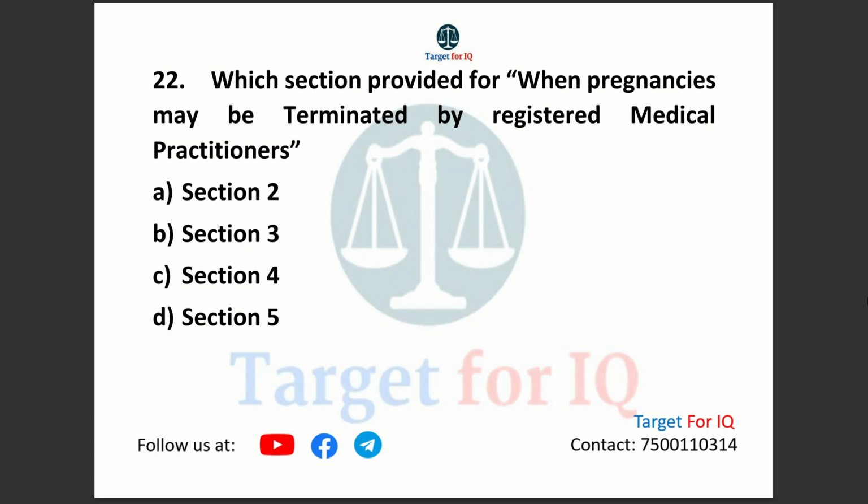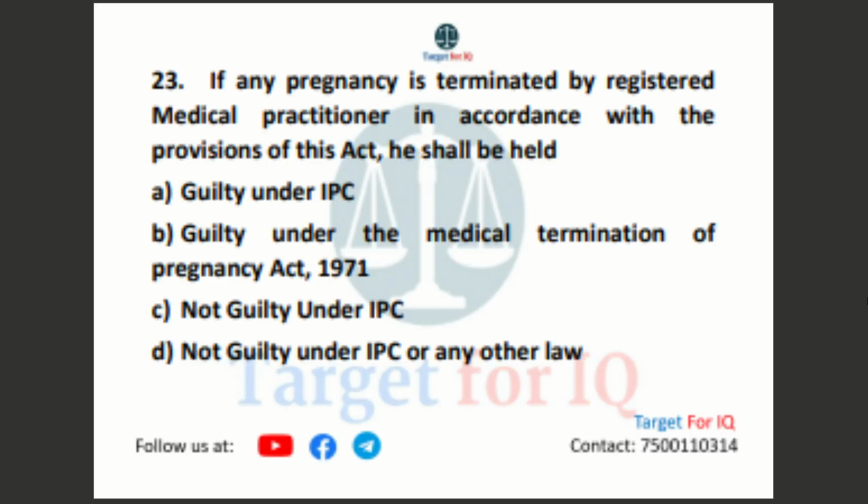Question 22. Which section provided for when pregnancies may be terminated by registered medical practitioners? Option A, Section 2, option B, Section 3, option C, Section 4, option D, Section 5. The correct answer to question number 22 is option B, that is Section 3. Section 3 deals with when pregnancies may be terminated by registered medical practitioners.